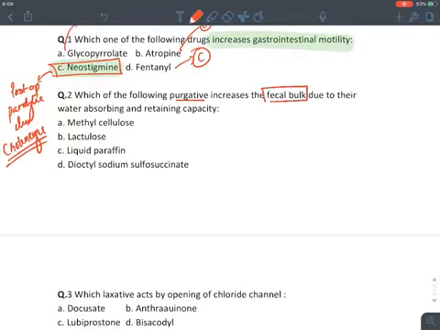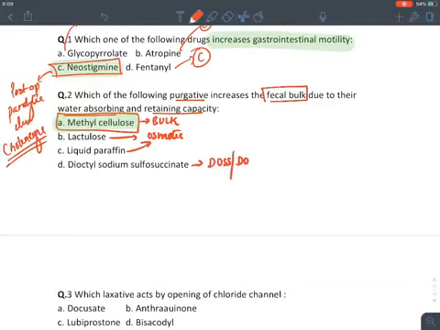Which of the following purgatives or laxatives increases fecal bulk? So they are talking about a bulk laxative due to water absorbing and retaining capacity. So you have to find a bulk laxative. The answer for this question is methyl cellulose. Okay, so I have shown you the list. The answer is methyl cellulose. Lactulose is not a bulk laxative. Lactulose, remember, is an osmotic laxative. Paraffin is also not. Dioctyl sodium sulfosuccinate, which is also known as DOSS or docusate, is a stool softener.